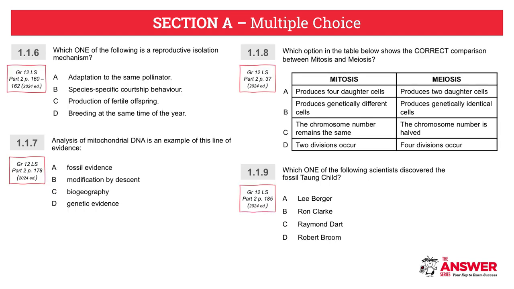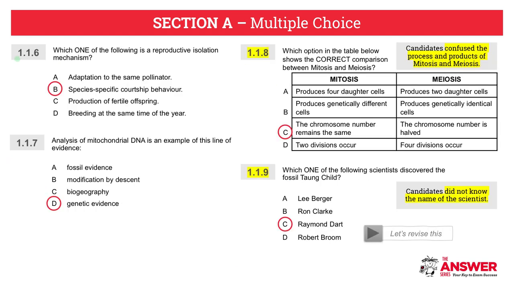Then questions 6 to 9. Which one of the following is a reproductive isolation mechanism? Learners merely had to recognize the ones that they've learned. Adaptation to the same pollinator should be adaptation to different pollinators. C is incorrect. Production of fertile offspring should be production of infertile offspring.